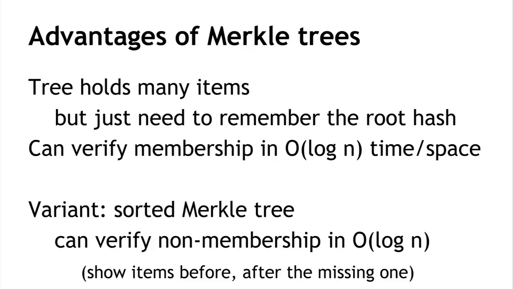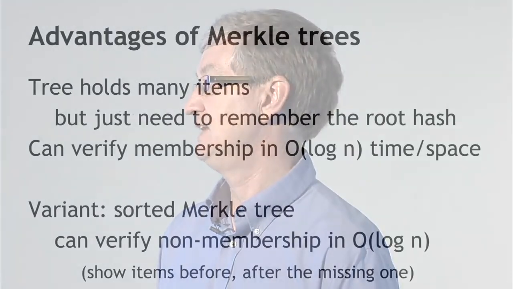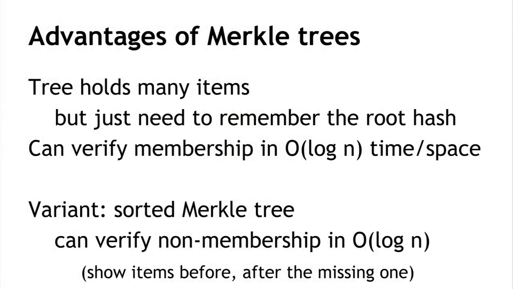That's just a Merkle tree where we take the blocks at the bottom and we sort them into some order, say alphabetical, lexicographic order, or numerical order, or some order that we agree on. Now, having done that, once we've sorted the Merkle tree, it's possible to verify non-membership in a Merkle tree. That is, we can prove that a particular block is not in the Merkle tree.